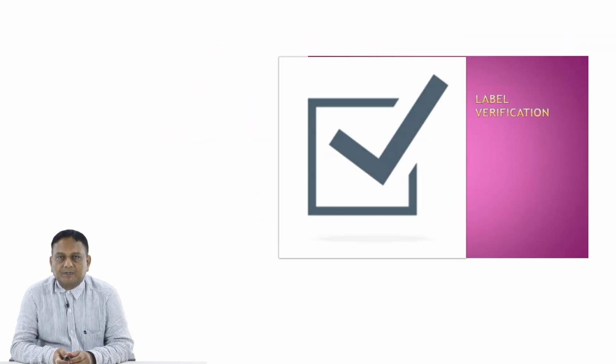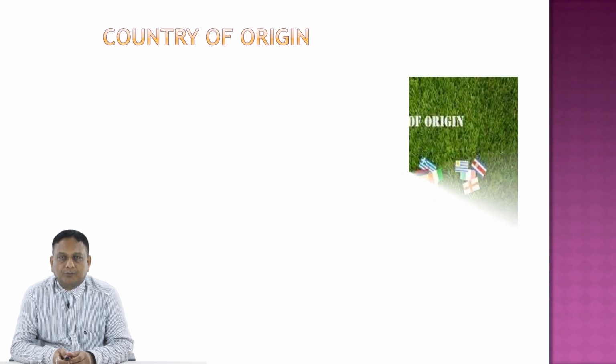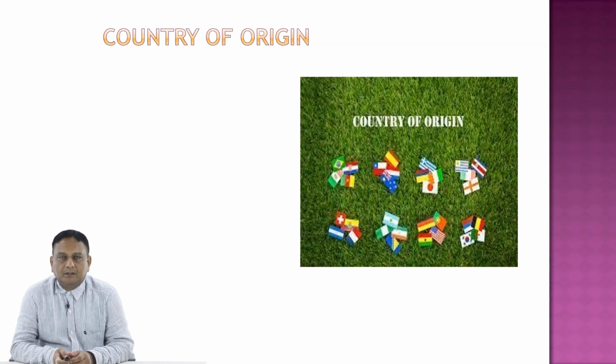Now when we receive some garment for testing, the first job we have to do is the label verification. So different labels are used in the garment, so verification of those labels is important. Then comes country of origin, from which country this has been originated. Country of origin tells which country this has been produced in, whether it is India, Vietnam, China, Bangladesh, Sri Lanka, etc. So that is the country of origin that goes into this label.